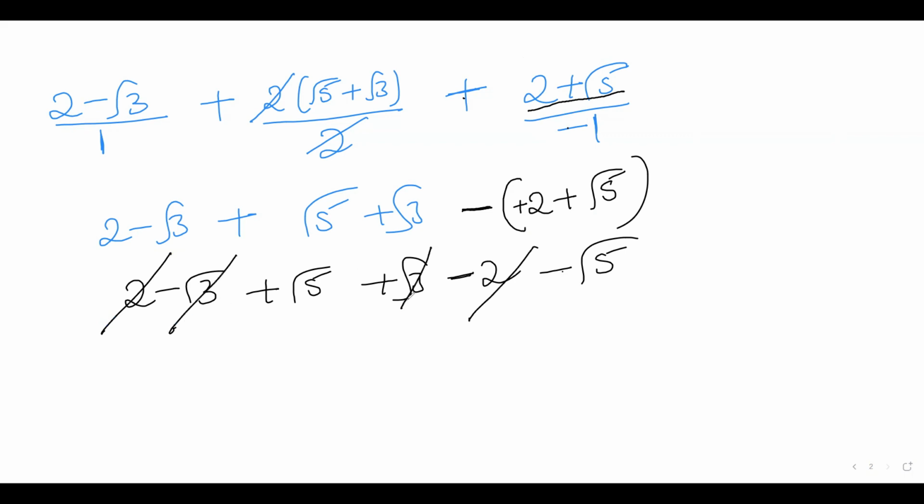Minus root 3 plus root 3 will get cancelled. Plus root 5 minus root 5 will get cancelled. And the final answer is 0.